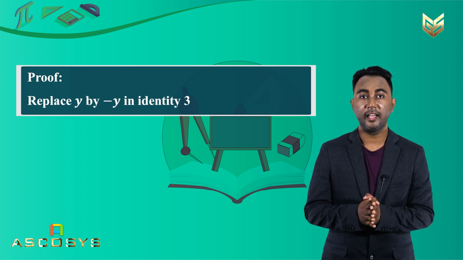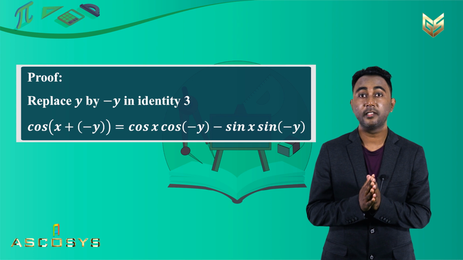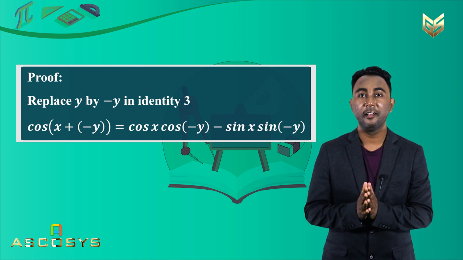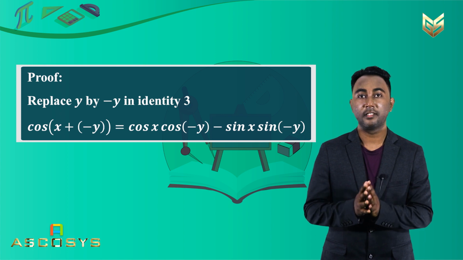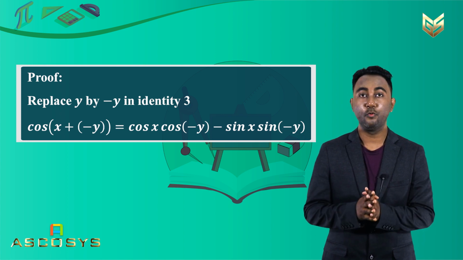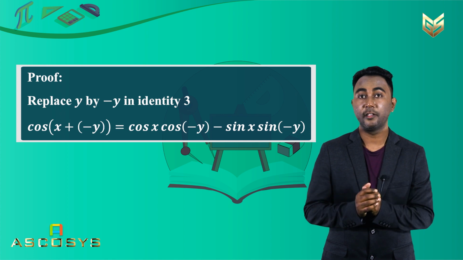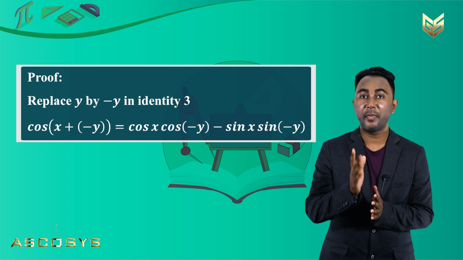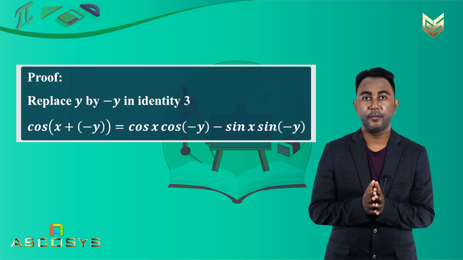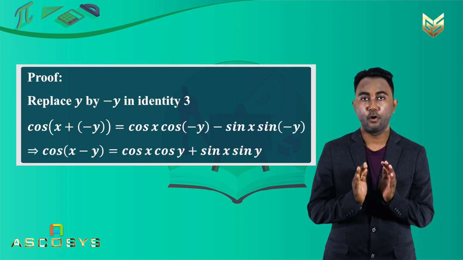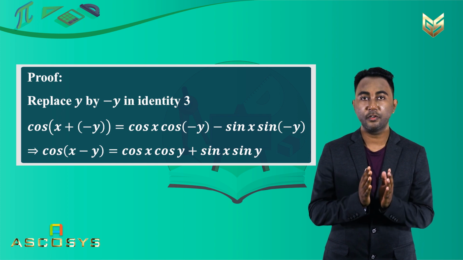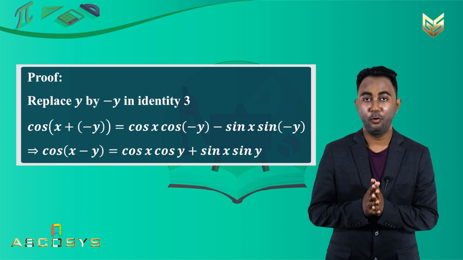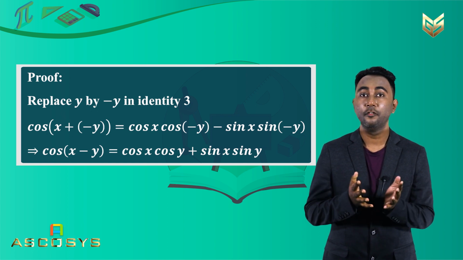So, if we replace that, we get cos of x plus minus y equals cos of x into cos of minus y minus sin x into sin of minus y. Now, we know that cos of minus y is equal to cos of y and sin of minus y equals minus sin of y. If we put those values in our equation, we get cos of x minus y equals cos x into cos y plus sin x into sin y. So, we have proved our identity number 4.